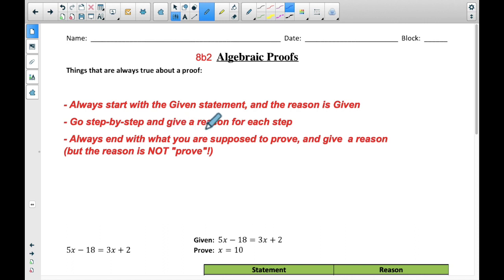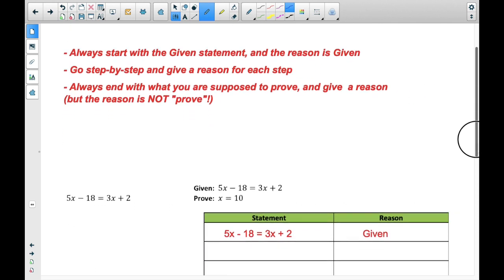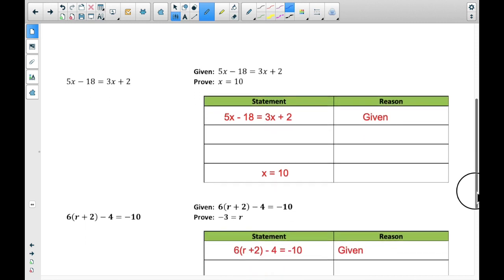You go step by step, and you give a reason for each step, and you always end with what you're supposed to prove, and you give a reason for that. But the reason on that one is not prove. So in other words, you should always get at least 1 point on a proof because you should always be able to fill in at least one thing because it's given to you. They give it to you already.